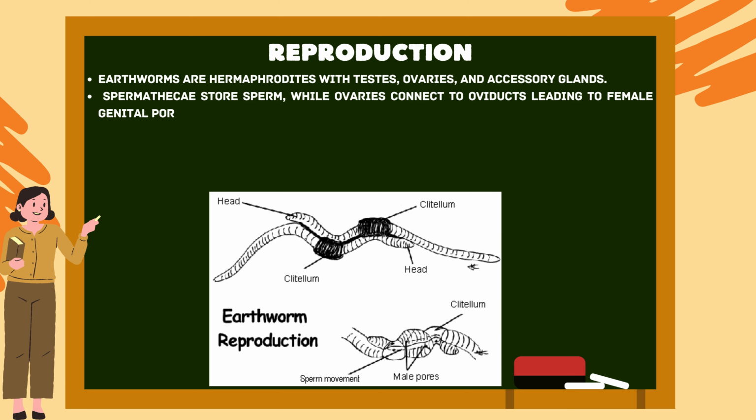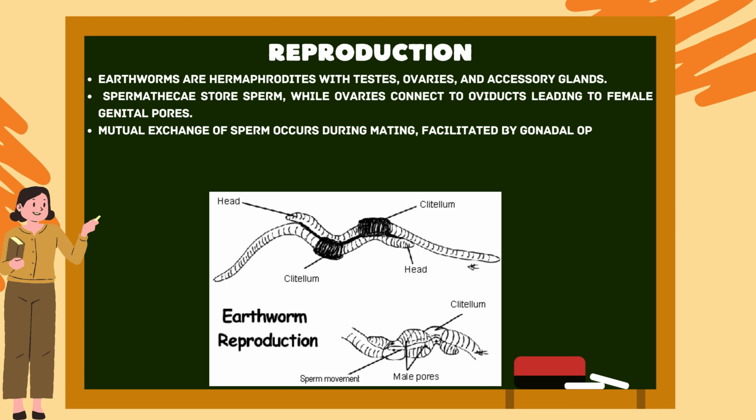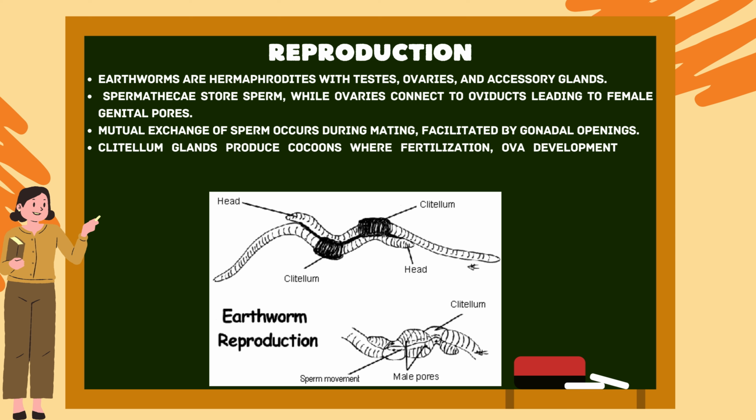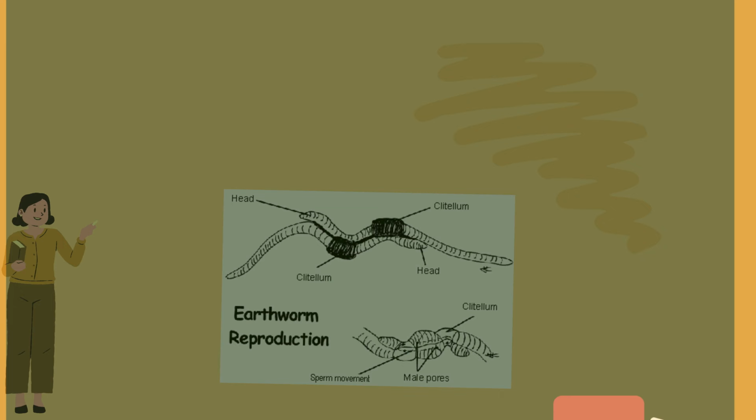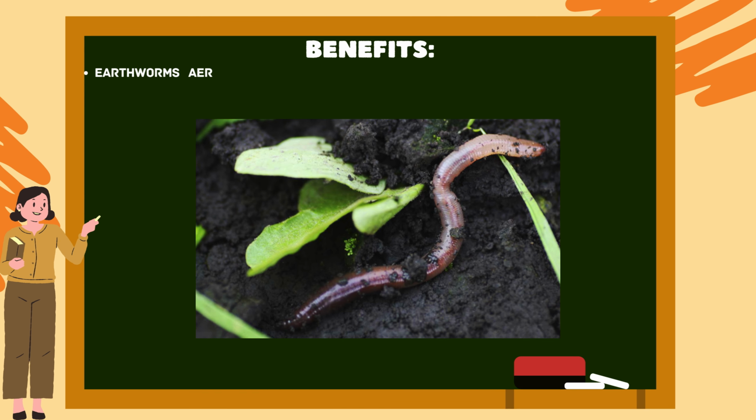Anatomy: the body wall consists of a non-cellular cuticle, epidermis, 2 muscle layers, and a coelomic epithelium. The alimentary canal is a straight tube made up of a buccal cavity, pharynx, esophagus, gizzard, stomach, intestine, and anus. The circulatory system is closed with blood vessels, capillaries, and a heart.